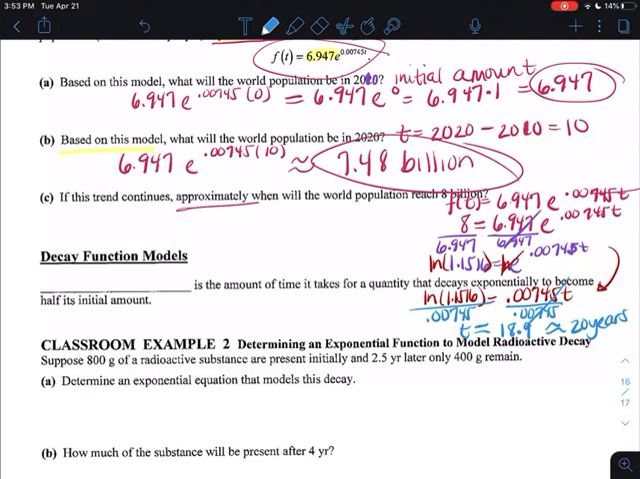The question says, if this trend continues, approximately when? So what year? So remember, this formula represents the number of years after 2010. So I take 2010, I add 20 years to that. 2010 plus 20 years is the year 2030. So 2030. All right, that's the year 2030. That's the population.